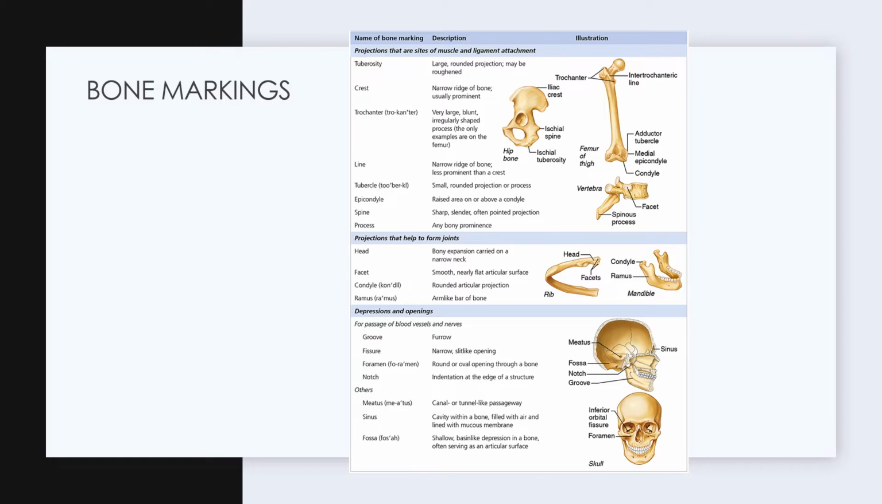So the trick to remembering most of these is that anything that starts with a T is a projection, and anything that starts with an F is a depression, except for facet. Facet is actually a projection.